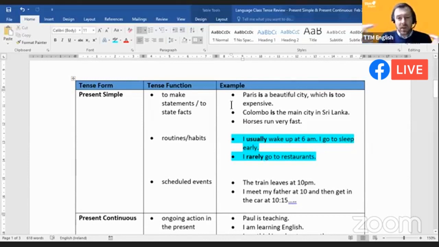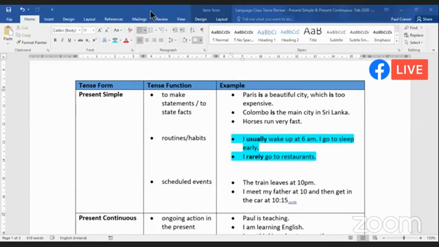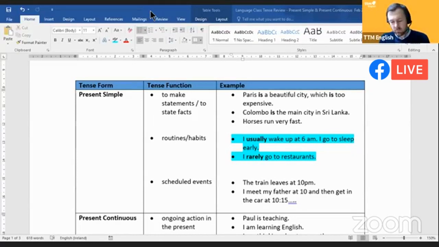So present. Let's just round off present simple. Present simple, we're using this for routines. So let me just ask a couple of people. Let's go for Nishkam. Give me a couple of sentences about your routine, or things that you do every week, or that you often do, or you rarely do.